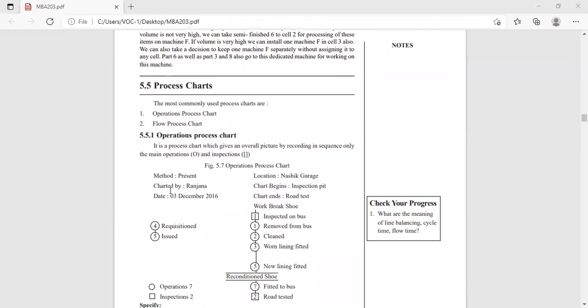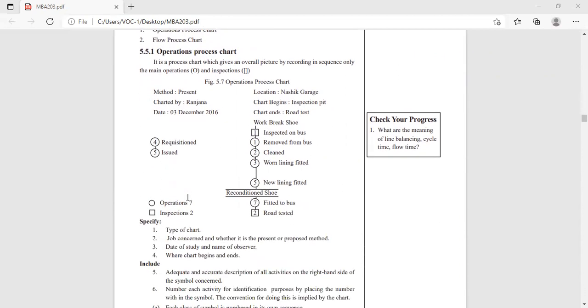So the process chart method is given: charted by whom, date, location, where the chart begins and date. Then work: brake shoe inspected on bus, removed from bus, cleaned, worn lining filled, new lining fitted. So this is the one operation, like recondition shoes. Operation 7, fitted to bus. Inspection 2, fitted to bus and road tested.